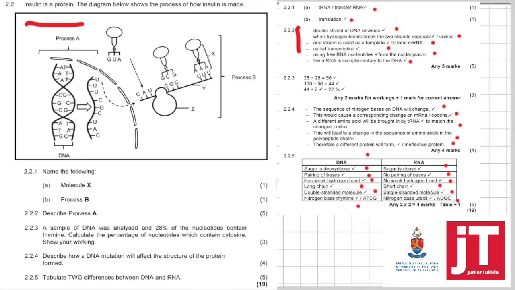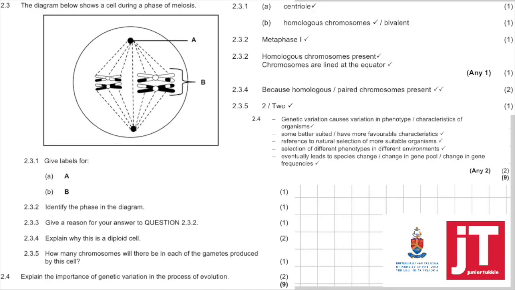So you will have the same idea opposite each other. So they talk about sugar for the one, and then for ribose, you also have the sugar mentioned in the same line. Right, 2.3. The diagram below shows a cell during a phase of meiosis. 2.3.1. Give labels for A. A we know is a centriole. Give labels for B. That is a homologous chromosome or bivalent.